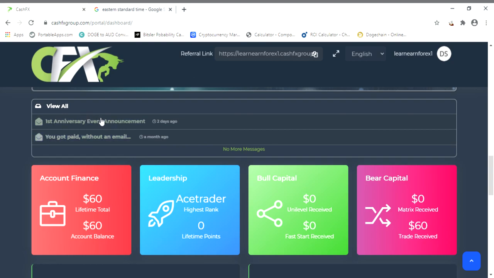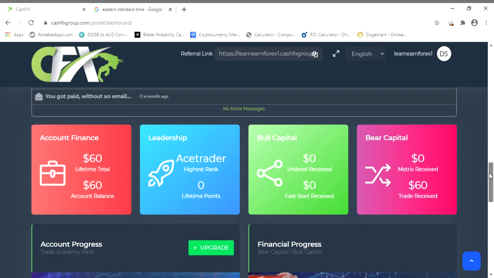Now they have messages here for you to click on. They just celebrated their 1 year anniversary, and they've got a 1 year anniversary event coming up. So this platform's been around for over a year, and everyone's been paid out without fail. So it's pretty good. Let's have a look.